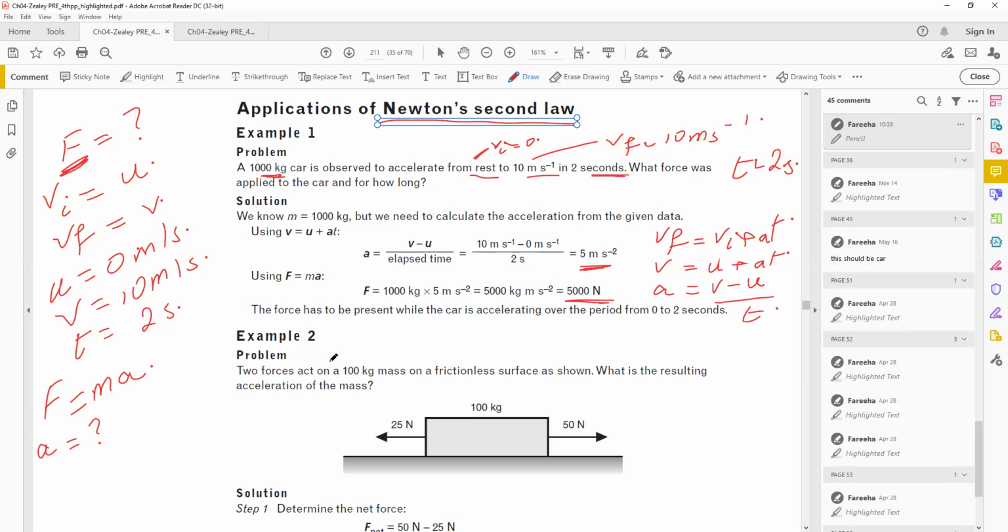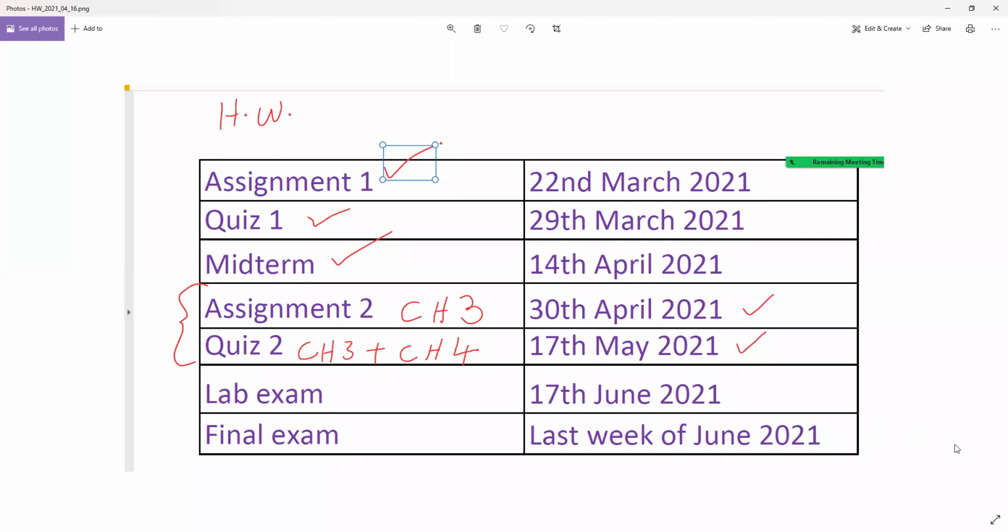Okay. So I'm going to stop here. And I would again advise you to practice this. And there's another thing I am reminding you, and that is your homework. Please prepare for the upcoming assessments that we have. You remember these assessments? Okay. So prepare for assignment 2 and prepare for quiz 2. Okay.